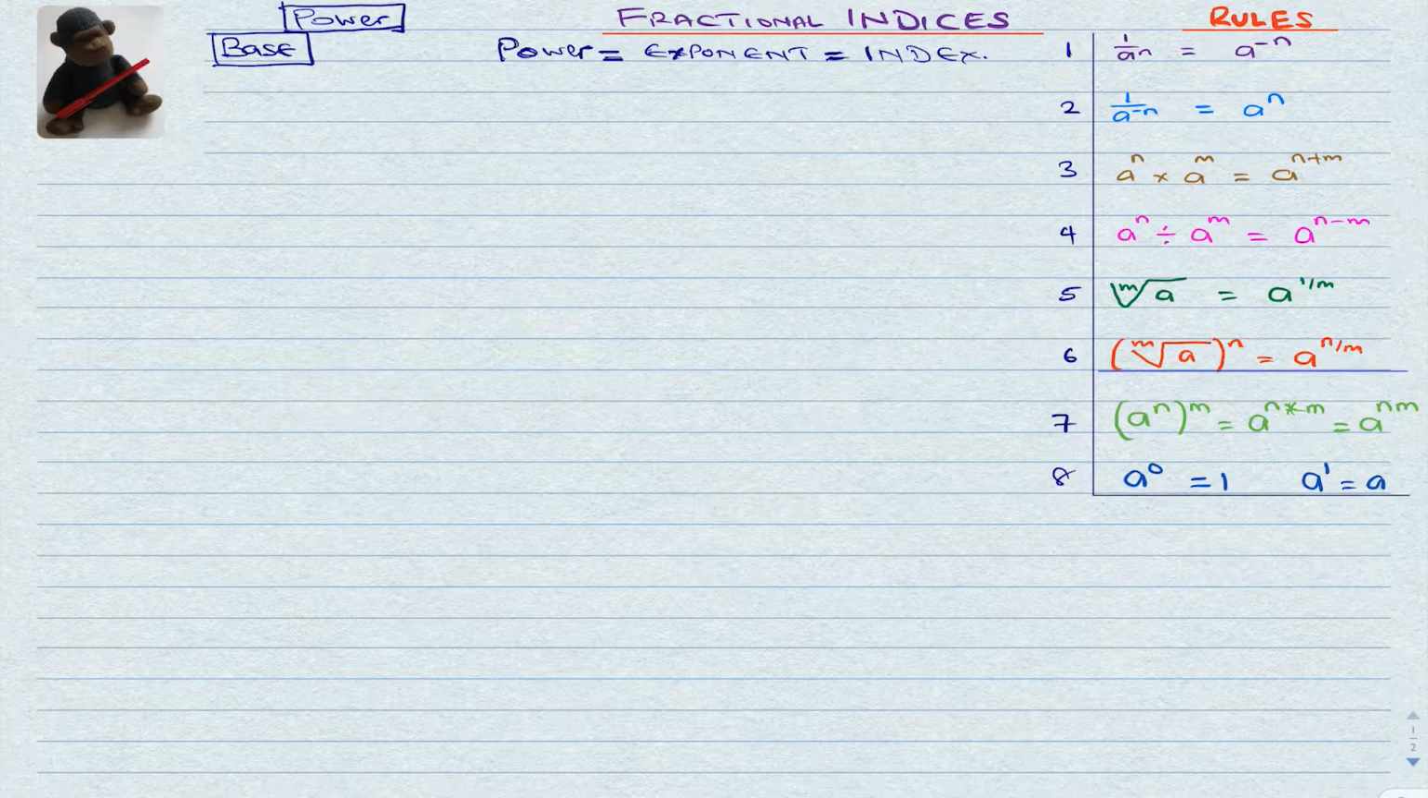Fractional indices. Fractional indices means that the power is a fraction. Okay, so let's try an example. This fractional indices is rule number 5 and 6.